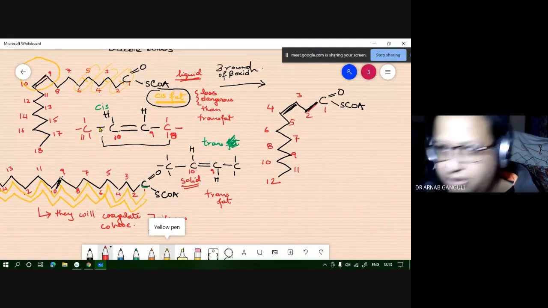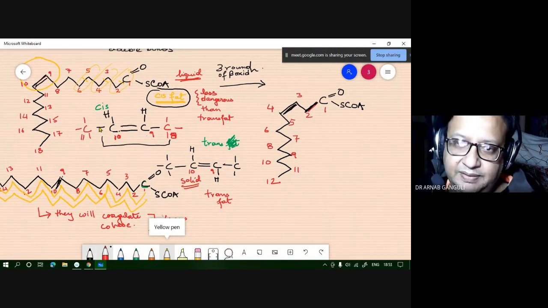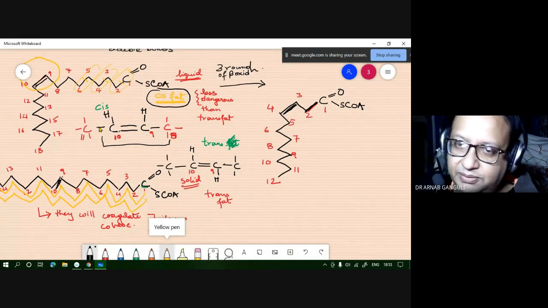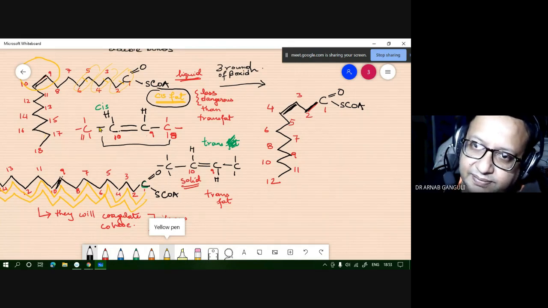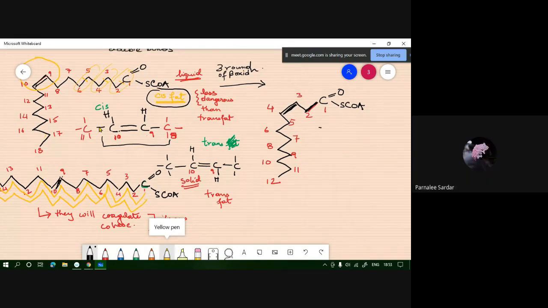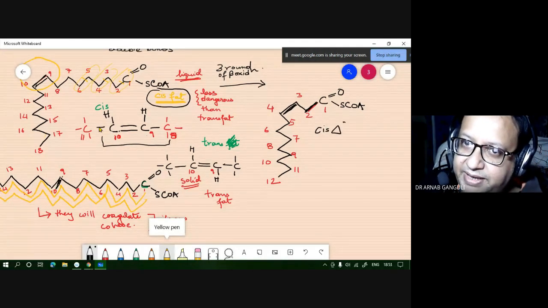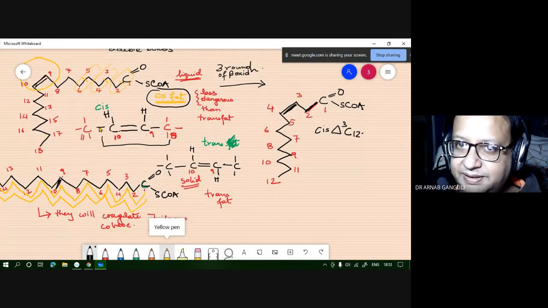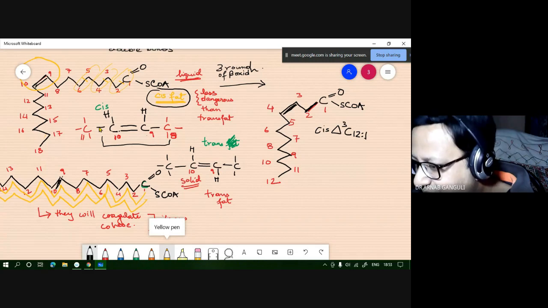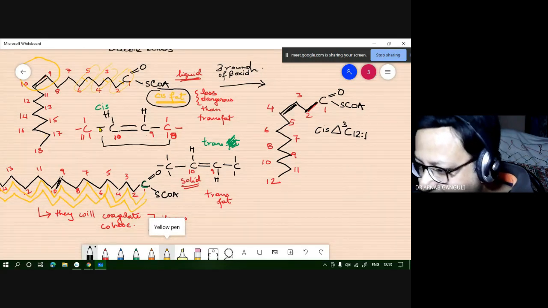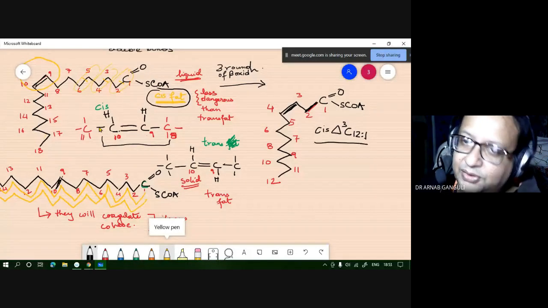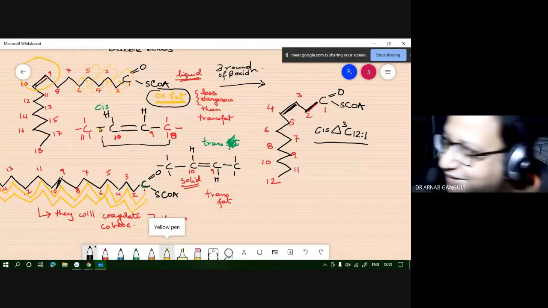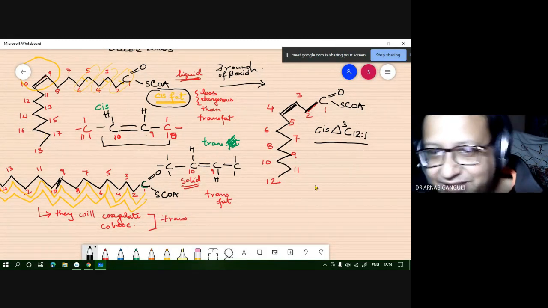So can anybody tell what is the name of this? This is a cis fat. So what will it be? Somebody say. This says delta 3, cis delta 3, very good. C12, how many double bonds? 1. Very good. So you have now understood the nomenclature of how to name fat. This is advanced chemistry.